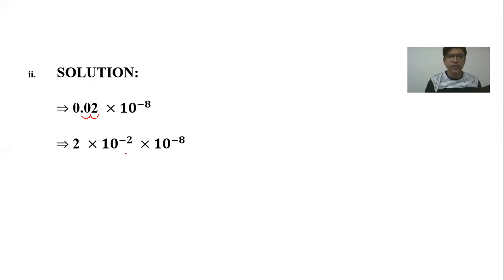Again, simple, you have to just multiply these two numbers, and to multiply them you have to add their powers. Okay, because whenever the bases are the same, you have to add the powers. So minus 2 minus 8 will be minus 10. So the correct answer is 2 exponent minus 10. Okay, so this is the standard form for the expression 0.02 exponent minus 8. Now let's move on to the next question.